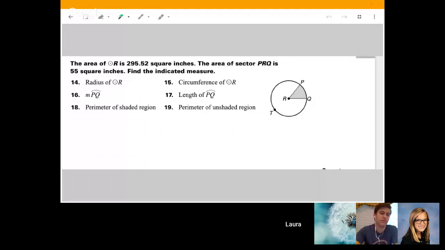So if you're trying to find the perimeter of a sector, like number 18 and 19, is it sharing this with y'all? Can y'all see it? Or do I need to do it again? I can see it. Good. All right. So if you're trying to do the perimeter of the shaded region, it would be 1 radius, 2 radii, and then the arc length right here. You'd add those 3 together.